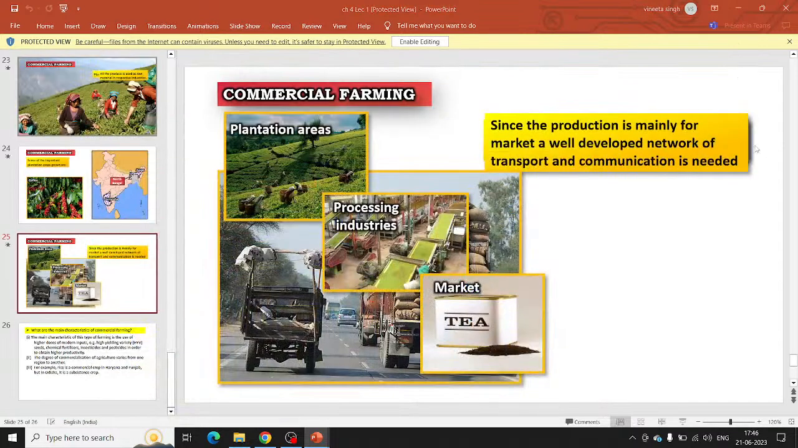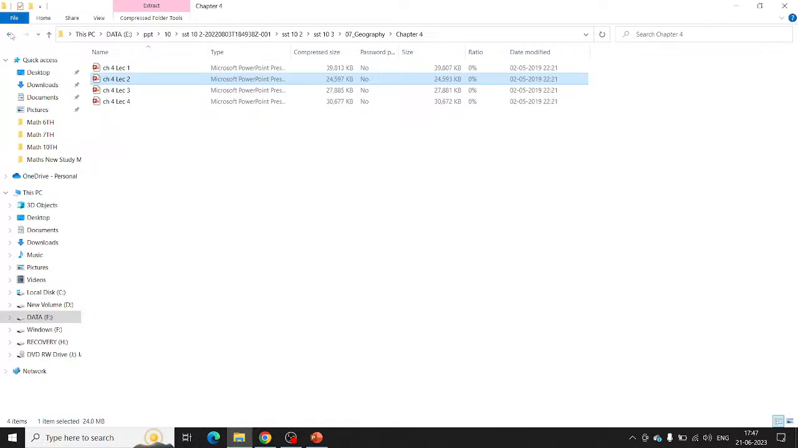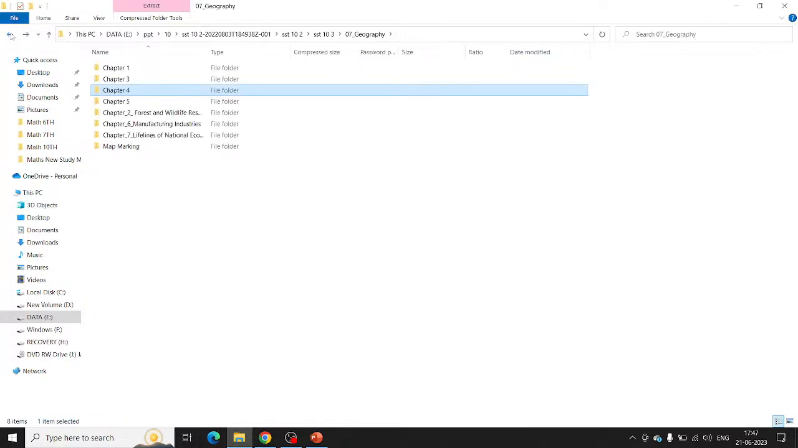Which is the northernmost dam of India? Salal. And southernmost dam? Mulla Periyar. Okay, next. Which is the easternmost dam of India? Hirakud Dam. Correct.